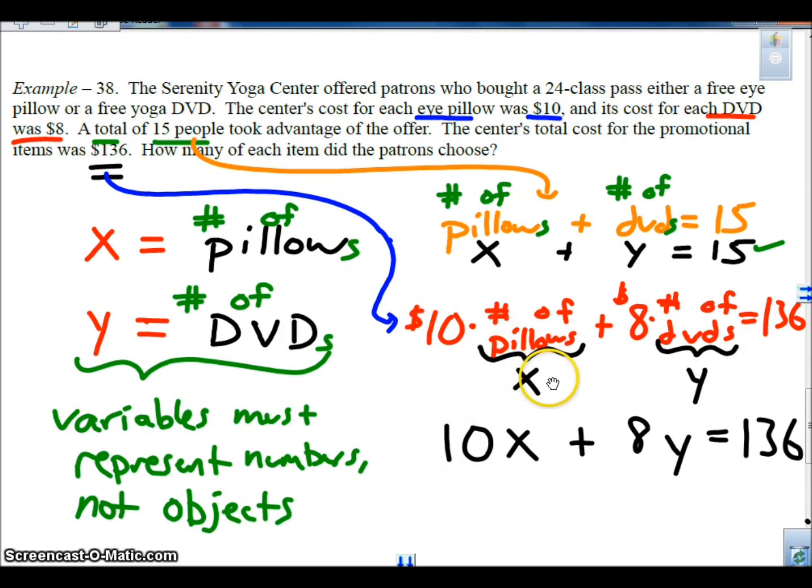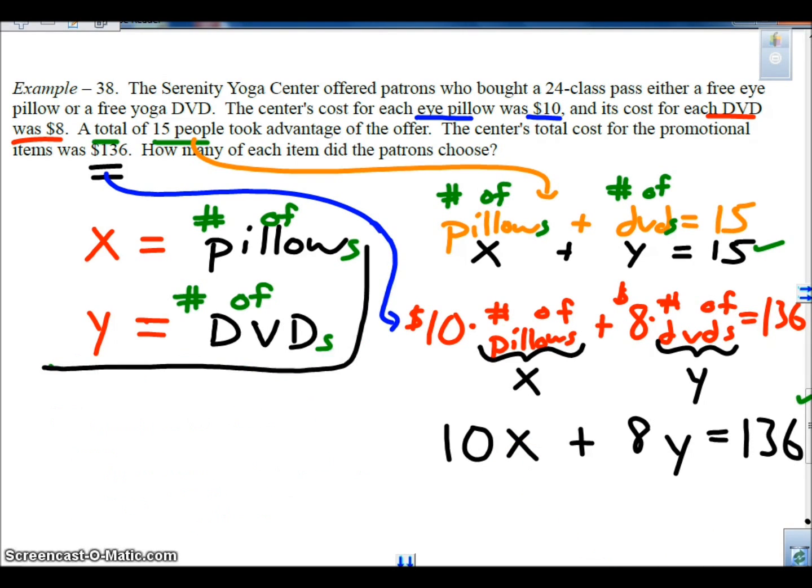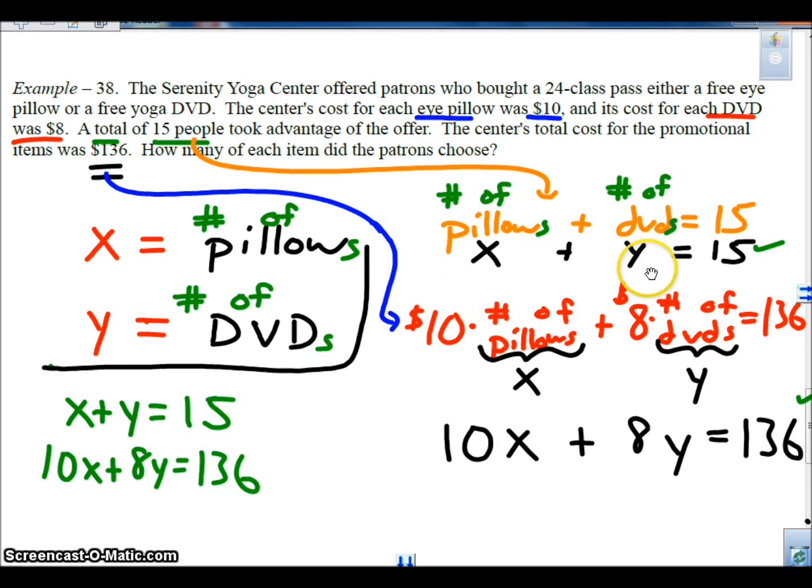All right, so we let X represent the number of pillows, we let Y represent the number of DVDs, and so we get 10X plus 8Y equals 136. So there's our second equation. And now we have very well-defined variables, and we're using them exactly the same way in both equations. All right, so let's go ahead and rewrite our two equations that we have. We have X plus Y is equal to 15. We have 10X plus 8Y is equal to 136.